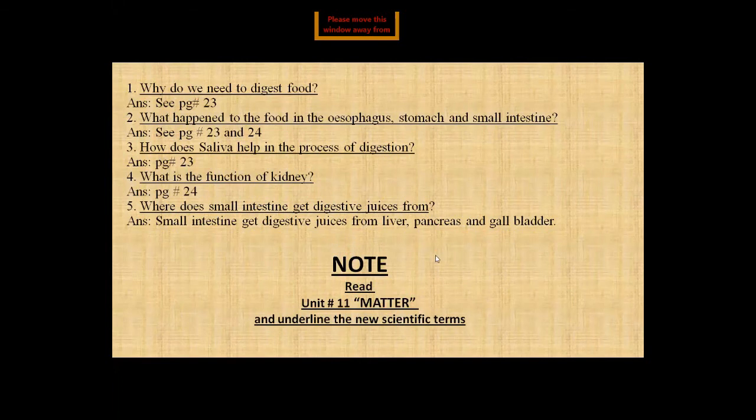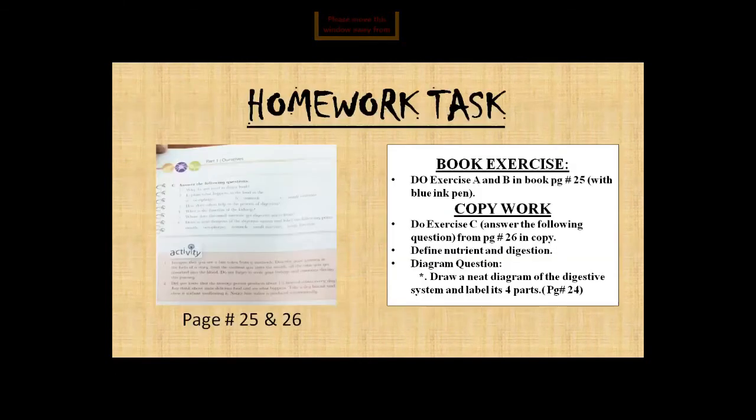Okay, now I repeat the homework. Do exercise A and B, page number 25. Do exercise C, answer the following questions and define nutrient and digestion. The answer is on page number 23 and you can also take help from these slides. Now the diagram question: I hope you can draw the diagram with a pencil and the labeling should be on the right side, also with a pencil. Don't use any type of blue or black pen in the copy.